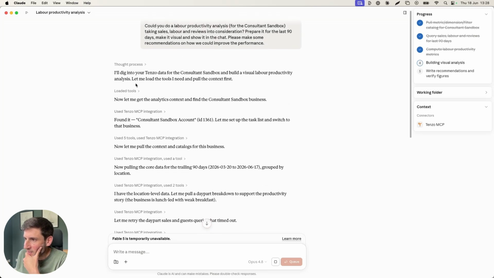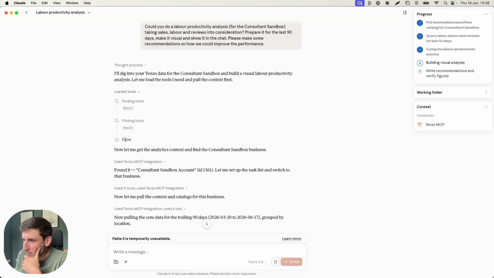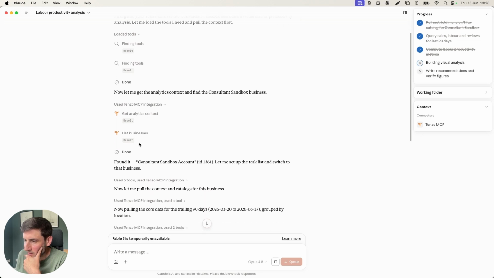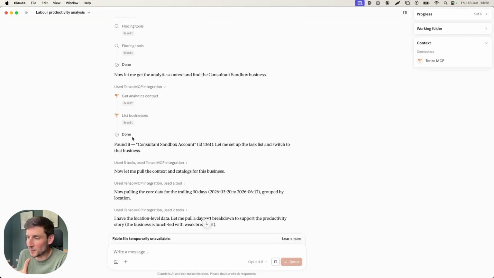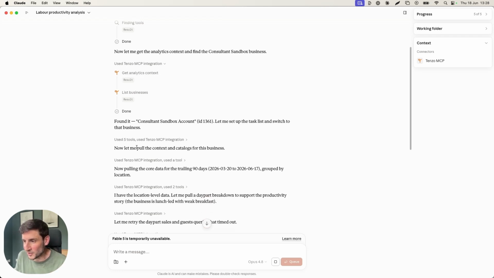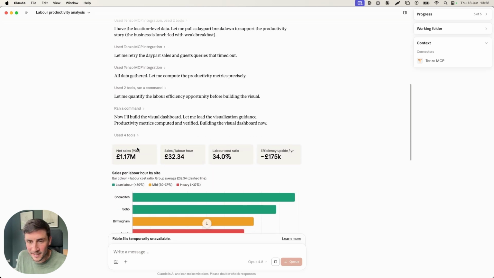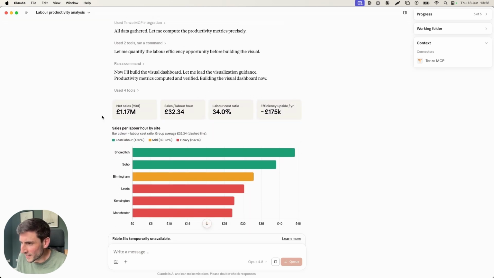So you can see that it has loaded a bunch of tools. So it's using the Tenzo MCP. MCP stands for Model Context Protocol. It's basically the connector to Tenzo, which gets all of the metrics and the context to help it understand the questions and answer them. So what has it done?